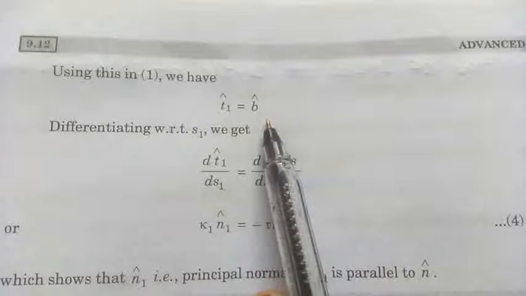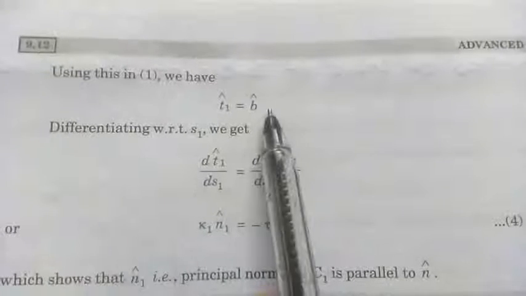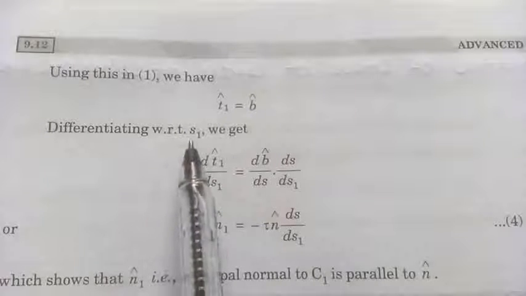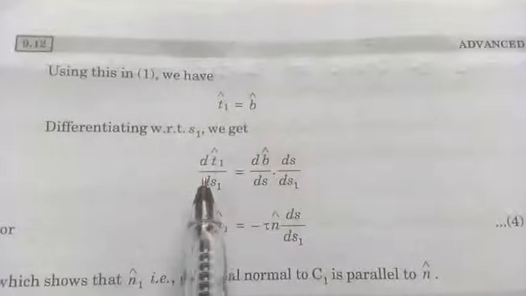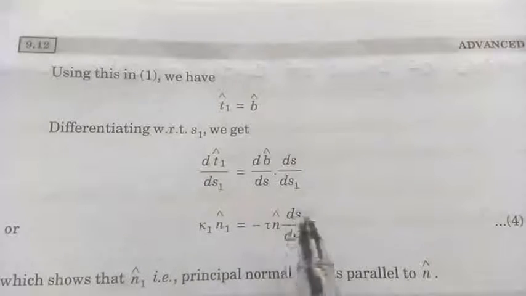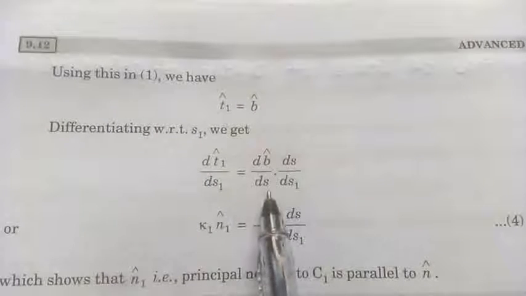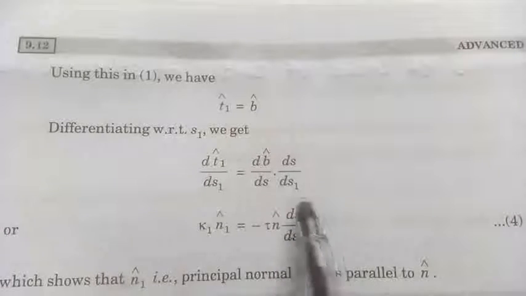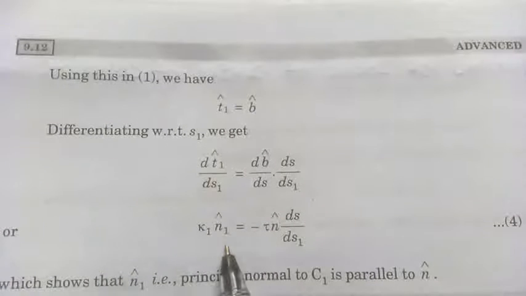Now let us differentiate this equation with respect to s1. Differentiating with respect to s1, the derivative of t1 cap is d by ds1 of t1 cap, and the derivative of b cap is db cap by ds into ds by ds1. Now again by the Serret-Frenet formula, this is given by k1 into n1 cap.